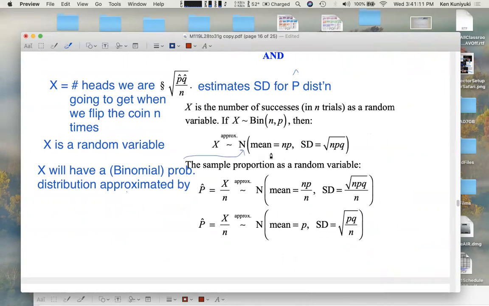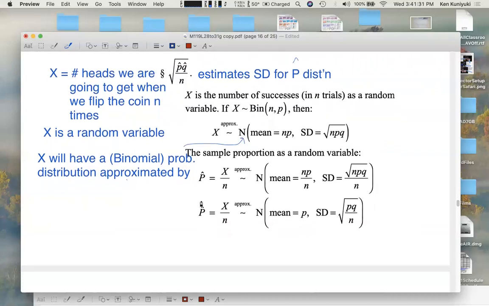Remember, NP was the mean for the binomial distribution, so we're going to take that as the mean for the approximating normal distribution. And root NPQ was the standard deviation of the old binomial distribution. We're going to take that as the standard deviation for our normal distribution.